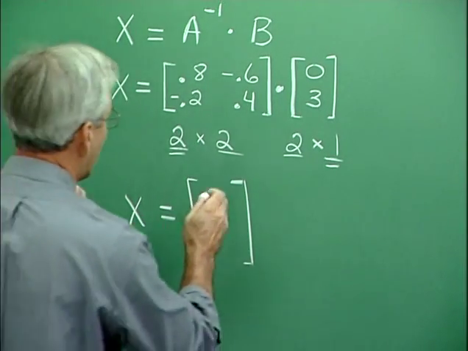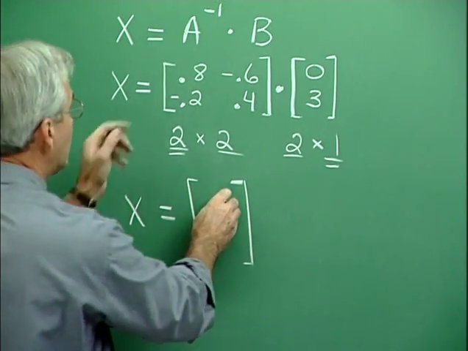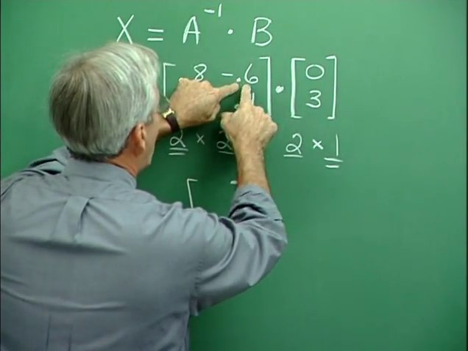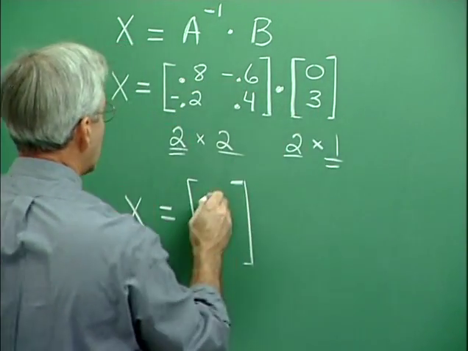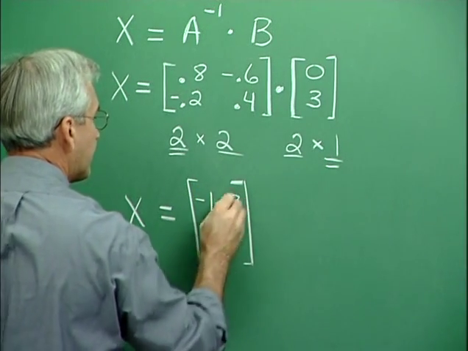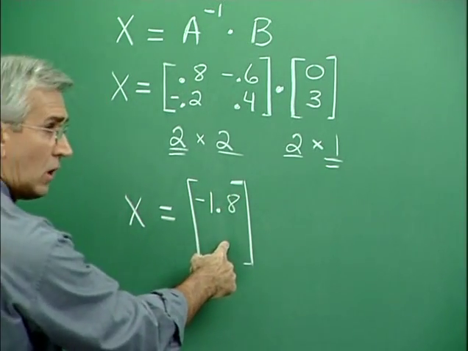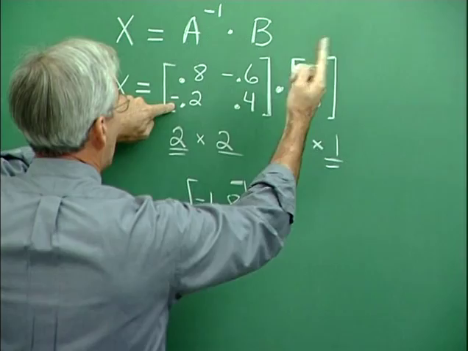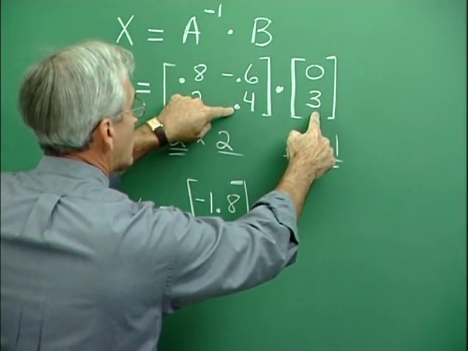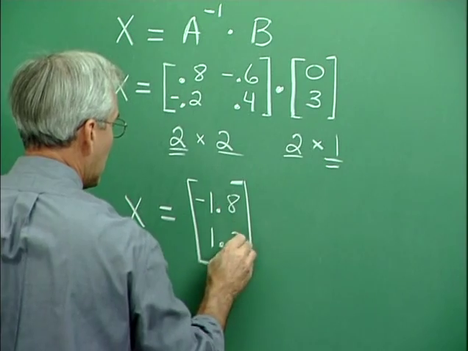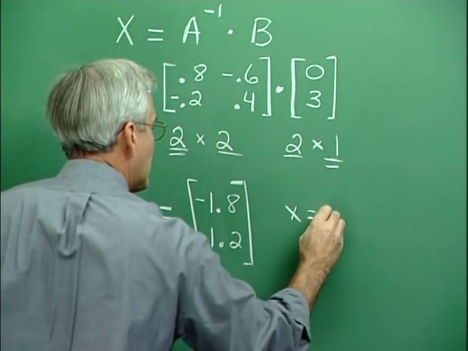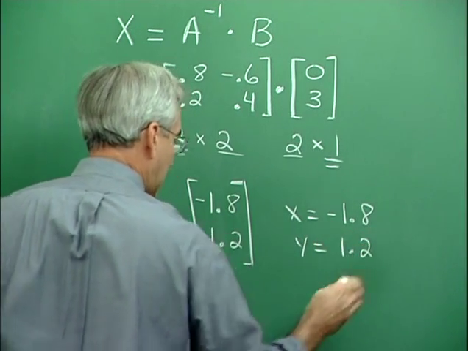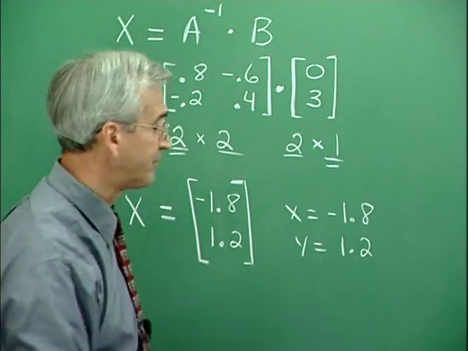For this entry, it's in the first row, first column. So 0.8 times 0, it's out of here. Negative 0.6 times 3 is negative 1.8. So negative 1.8. And then for the second row, first column, negative 0.2 times 0 is out of here. 0.4 times 3 is 1.2. So 1.2. So we know then that x is equal to negative 1.8, y is equal to 1.2 as the solutions to this system of equations.